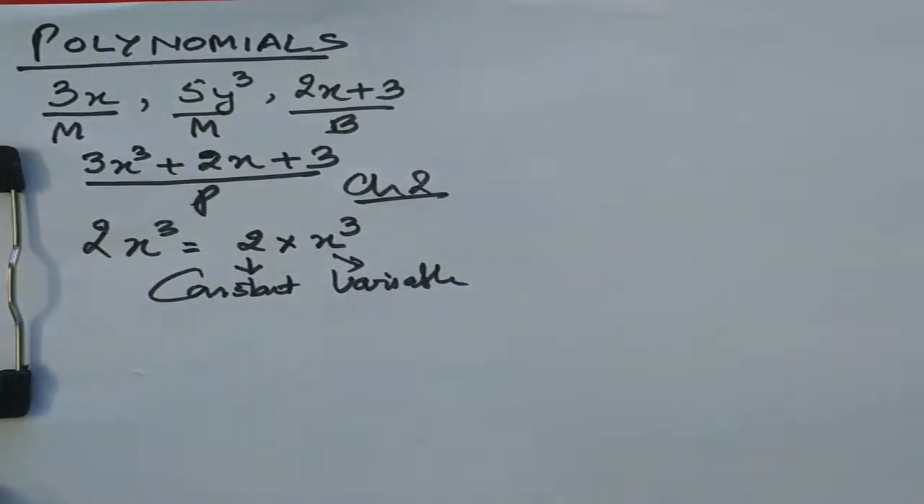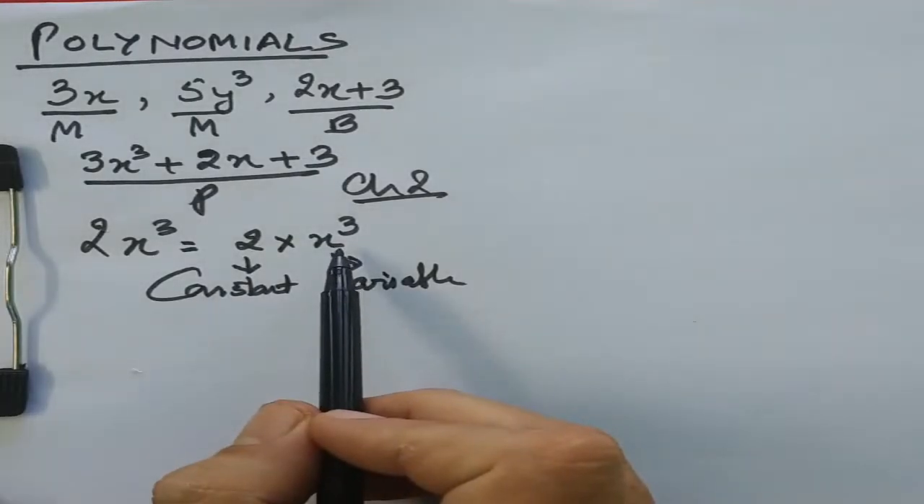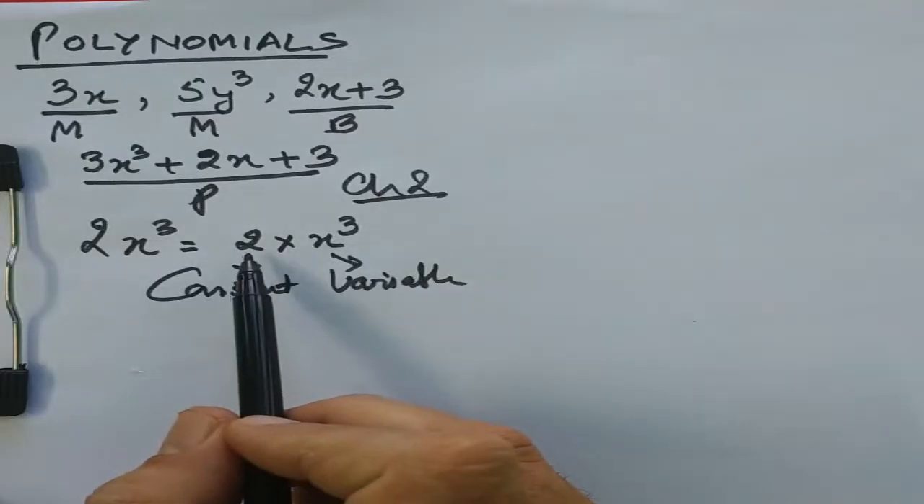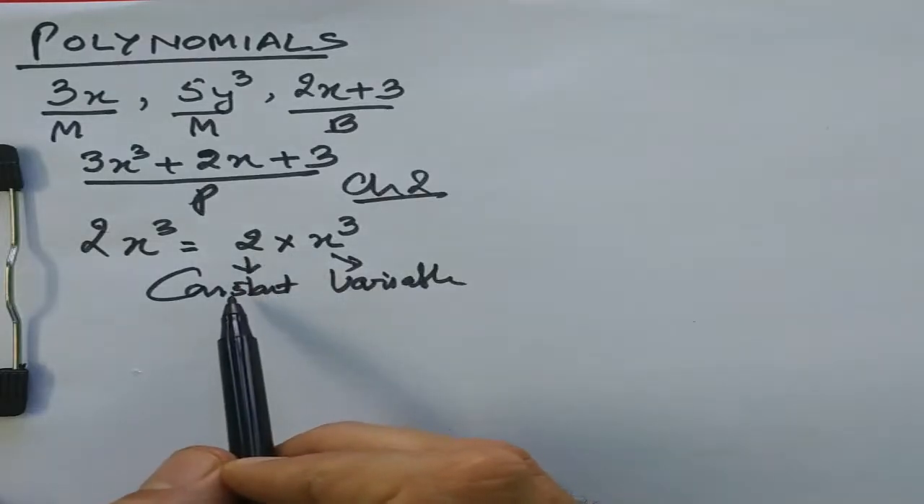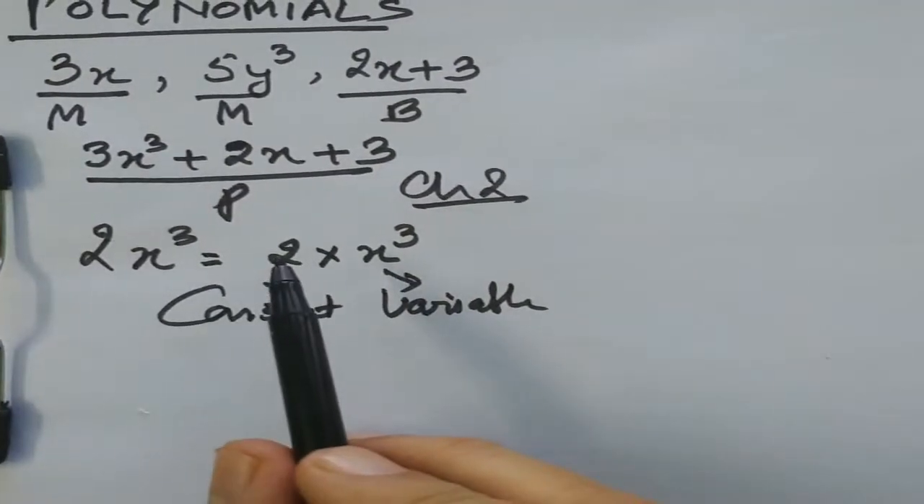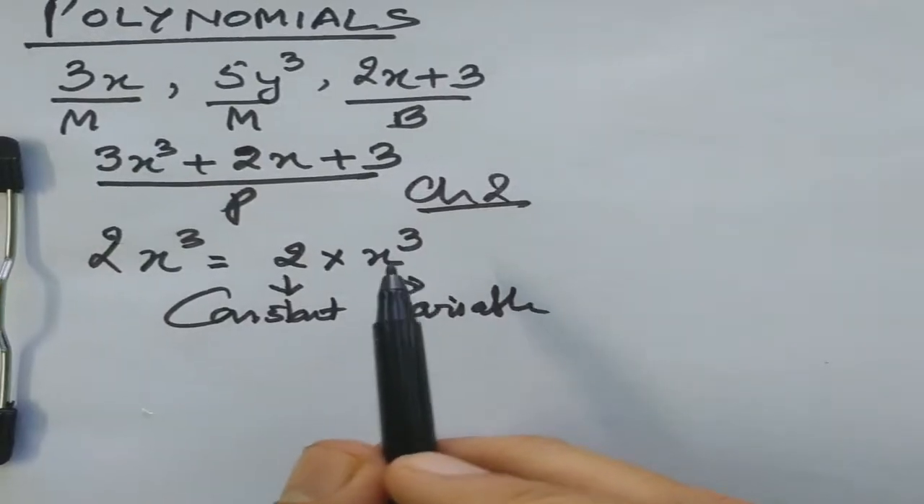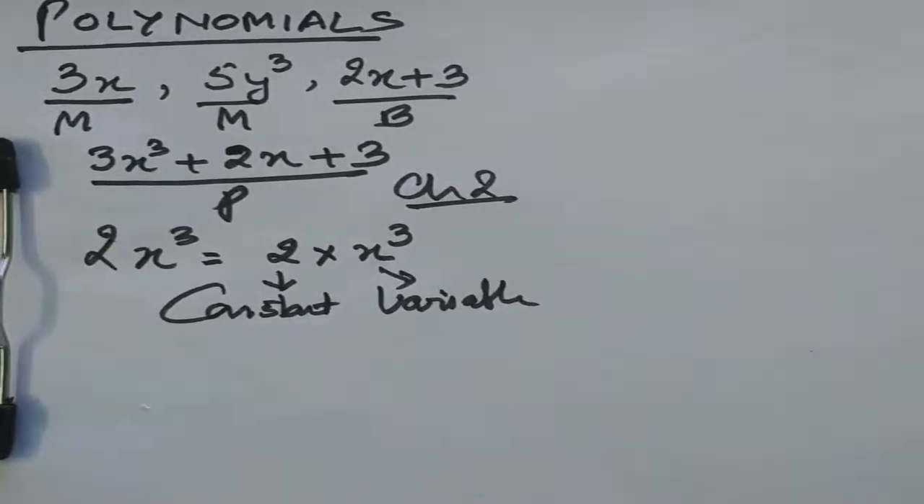So the coefficient of x cube is the number which is multiplying it. So 2 is the constant. It is a fixed value, and 2 is called the coefficient of x cube. If I say the coefficient of x cube, it is 2.